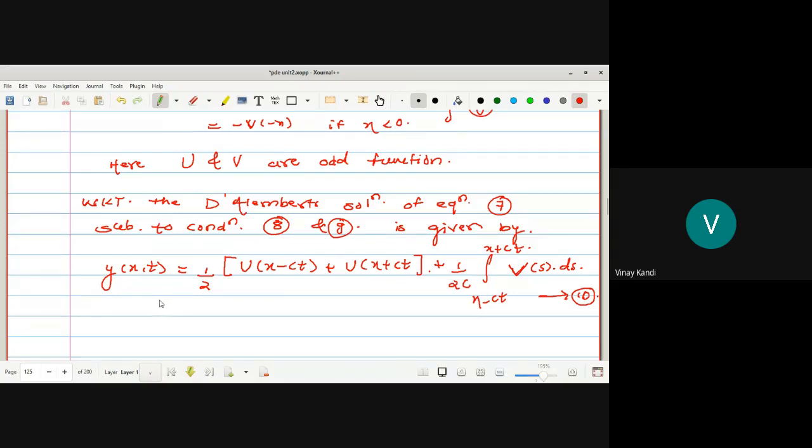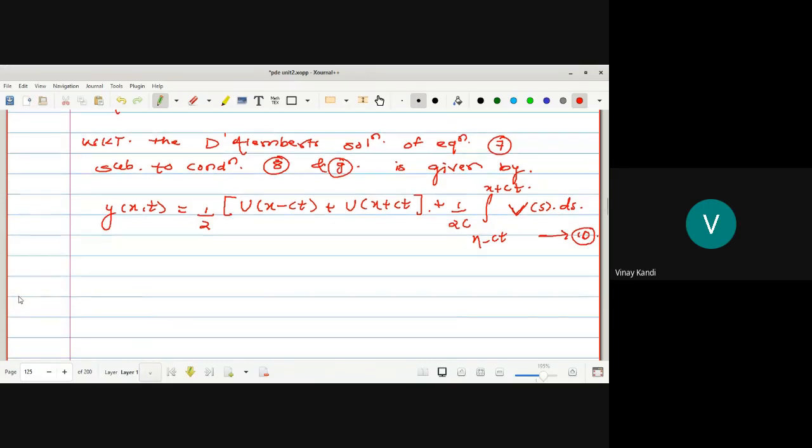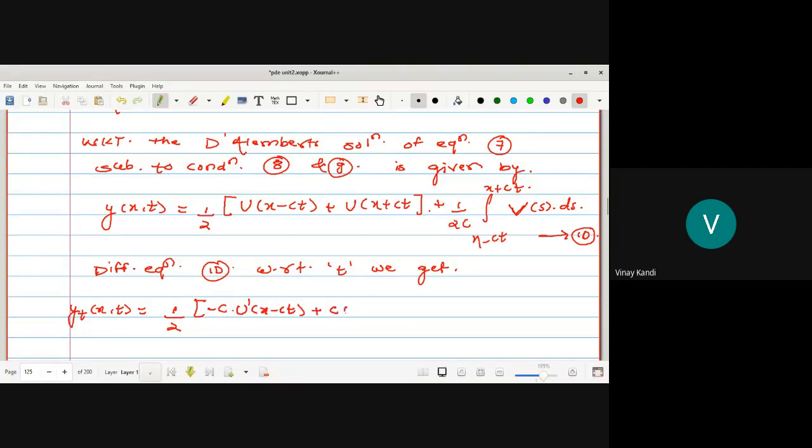We have to check whether this equation satisfies the conditions, equation numbers 2, 3, 4 and 5. Now differentiate equation 10 with respect to t. We get y t of x, t is equal to 1 upon 2 into minus c into u dash of x minus ct plus c into u dash of x plus ct.